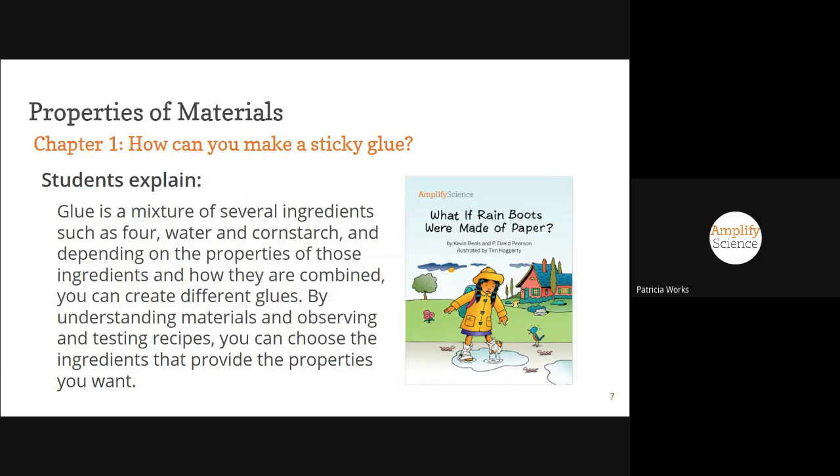At the end of Chapter 1, students return to the anchor phenomenon. They explain that glue is a mixture of several ingredients, such as flour, water, and cornstarch. Depending on the properties of those ingredients and how they are combined, you can create different glues. Some glues might be stickier or stronger than others. By understanding materials and observing and testing different recipes, you can choose the ingredients that provide the properties you are seeking.